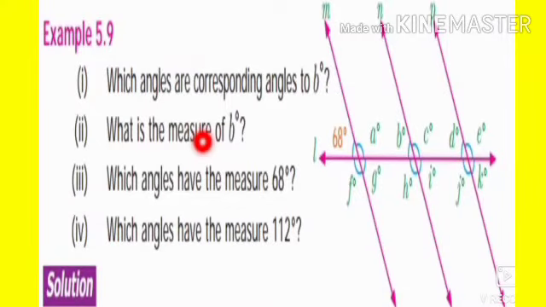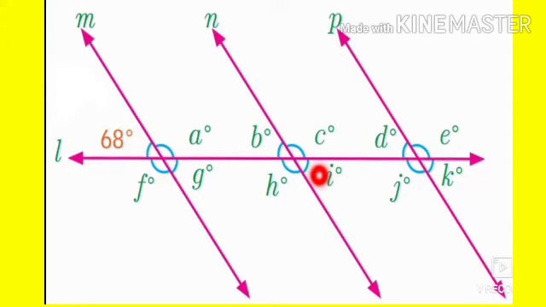Students, now let us see the example problem 5.9. Here, which angles are corresponding angles to b degree? What is the measure of b degree? Which angles have the measure 68 degree? Which angles have the measure 112 degree? Now our first question is, which angles are corresponding angles to b degree?